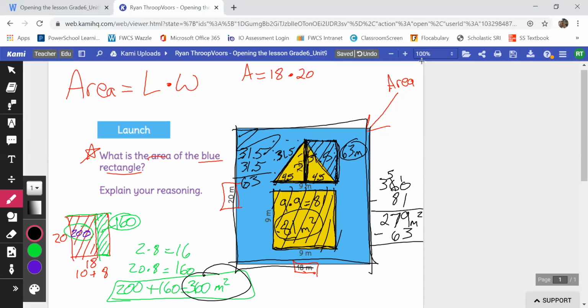So I subtract 63 square meters from what I have left after I subtracted this square. So of course, 9 minus 3 is going to be 6. 7 minus 6 is 1. And then I bring my 2 down, which tells me that the area of just the blue is going to be 216 square meters, or meters squared.